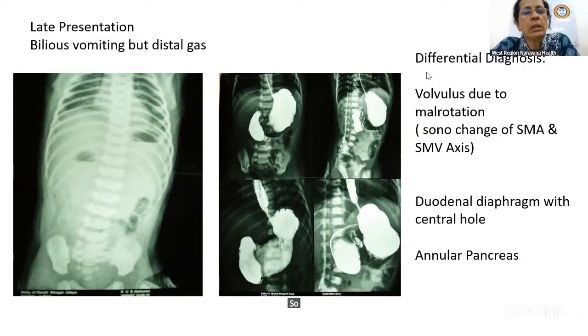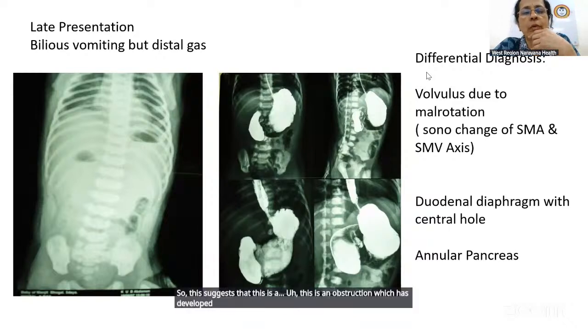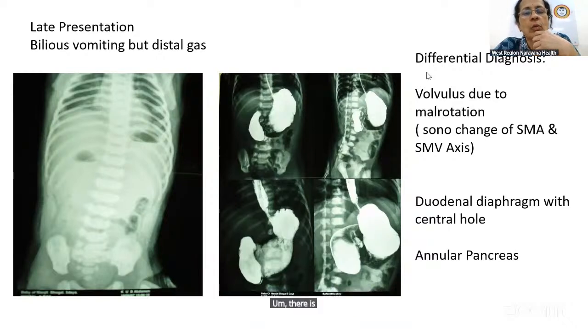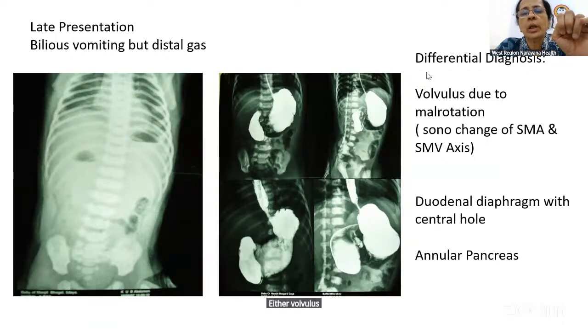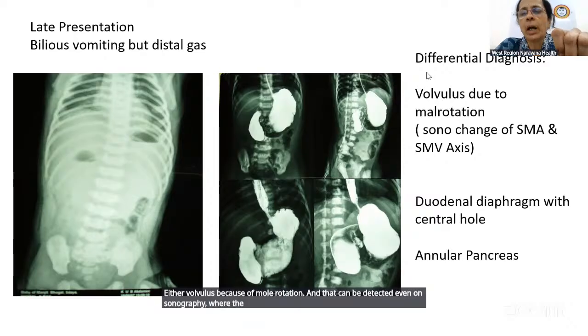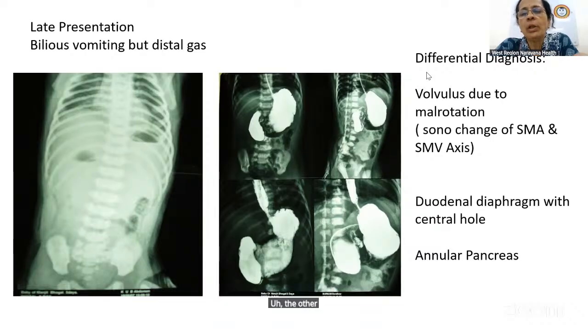So this suggests that this is an obstruction which has developed at 3 weeks of life, and there is distal gas, so this is not a complete one. So the differentials will be either volvulus because of malrotation, and that can be detected even on sonography where the superior mesenteric vein and artery axis is changed during volvulus. The other differential can be a duodenal diaphragm with a central hole which is manifesting, and the third one is an annular pancreas.